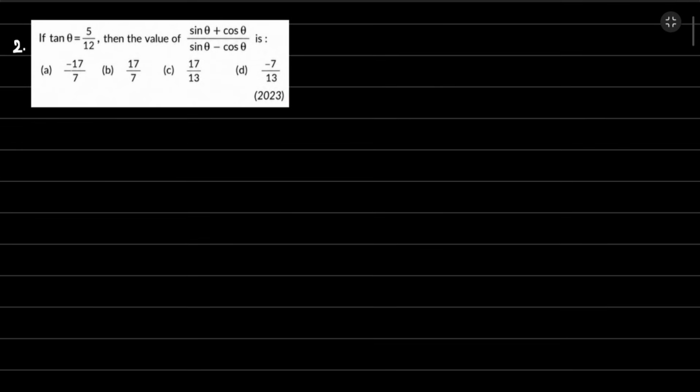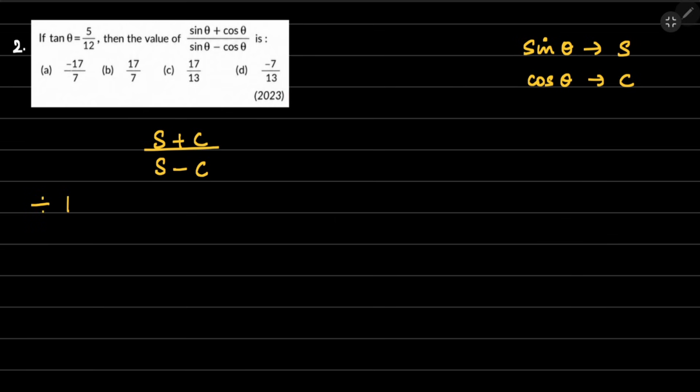If tan theta is equal to 5 by 12, find the value of sin theta plus cos theta divided by sin theta minus cos theta. Again, very easy question. In all the questions that I'll be doing today, sin theta, for the convenience, I'll just write it as S. Cos theta, I would write it as C. So what is given in the question is sin theta plus cos theta divided by sin theta minus cos theta. What I can do is divide the numerator and denominator by cos theta.